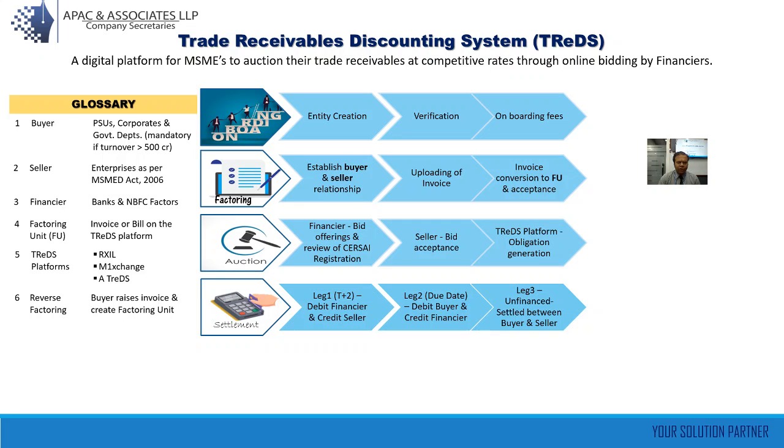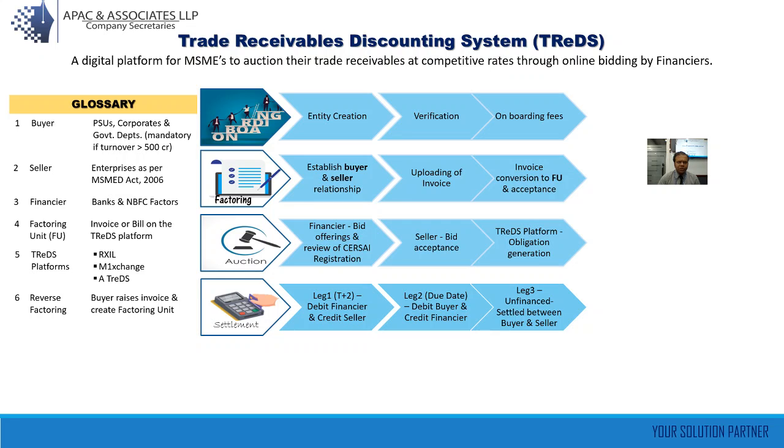Further, in leg 2, on the due date, the financier will have to receive the funds from the buyer. Default by the buyer on the due date, if any, will be handled by the financier and will not be the responsibility of the TReDS platform. Leg 3: in the event that a factoring unit remains unfinanced, the buyer will have to pay directly to the MSME seller outside of the TReDS on the due date.